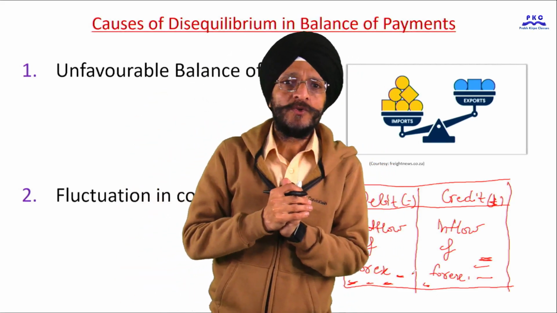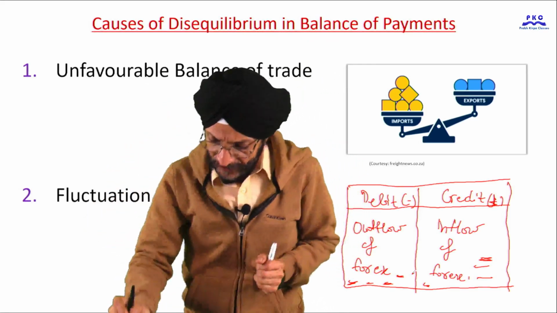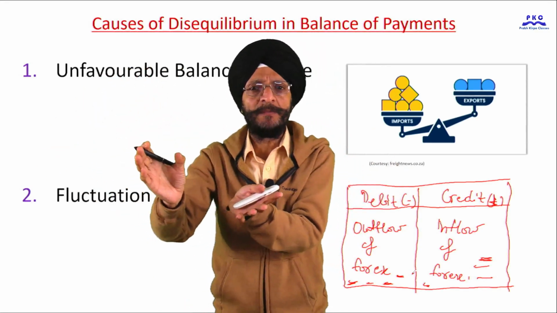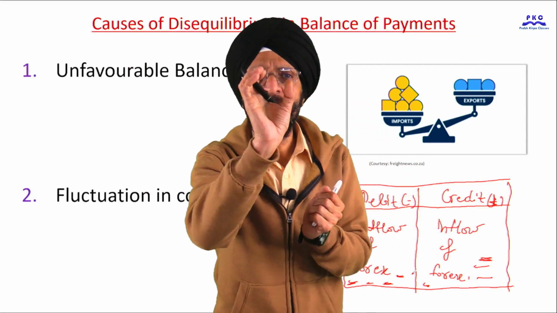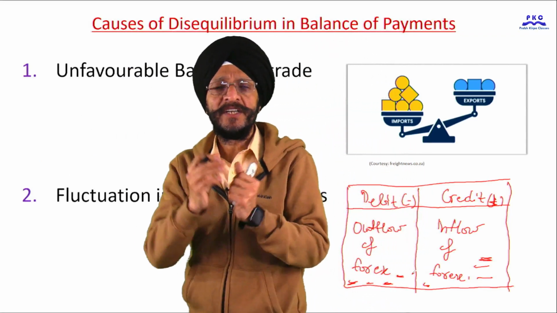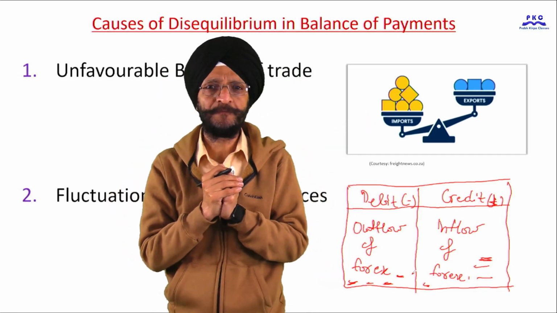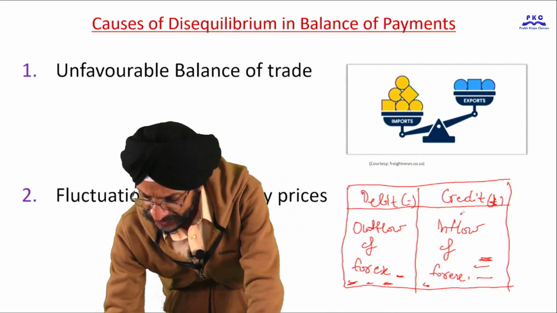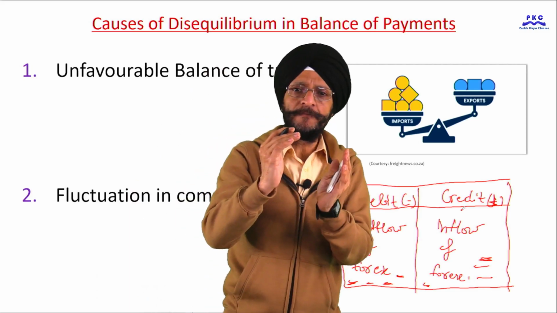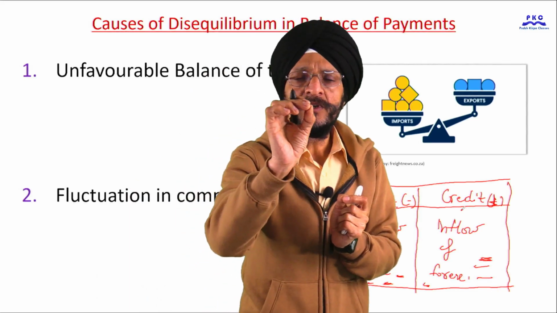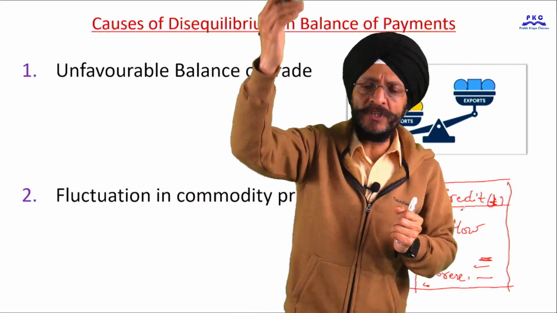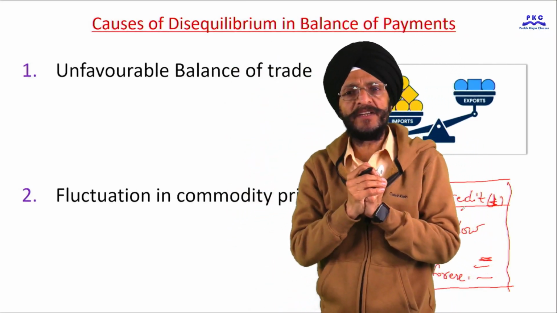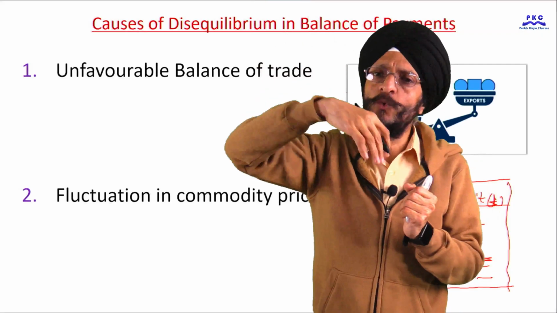So what is the meaning of disequilibrium? Before we go into the details of the causes of disequilibrium in balance of payments, we must understand what disequilibrium in balance of payments means. Disequilibrium in balance of payments means that the total receipts or total inflow of foreign exchange is not equal to the outflow of foreign exchange. That is, the total receipts of money coming into our country are not equal to the total outflow going outside.